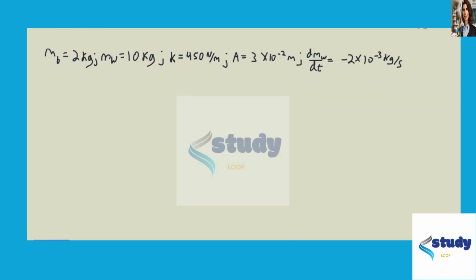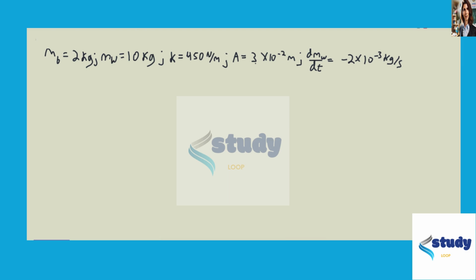Okay, let's first go over the givens in the problem. We're given that the mass of the bucket is 2 kilograms, the mass of the water is 10 kilograms, spring constant's 450, amplitude is 3 centimeters, so that's 3 times 10 to the negative 2 meters, and the change in the mass of the water with time is negative 2 grams per second, so that's negative 2 times 10 to the negative 3 kilograms per second. It helps to start with SI units.